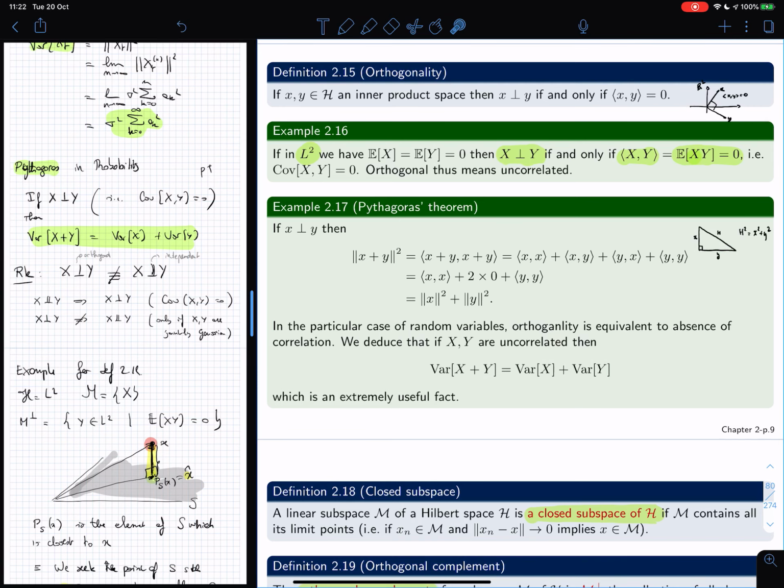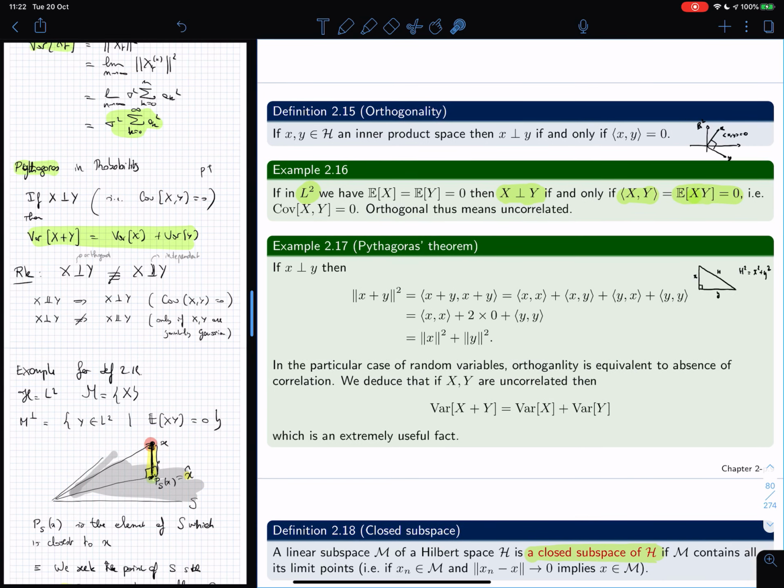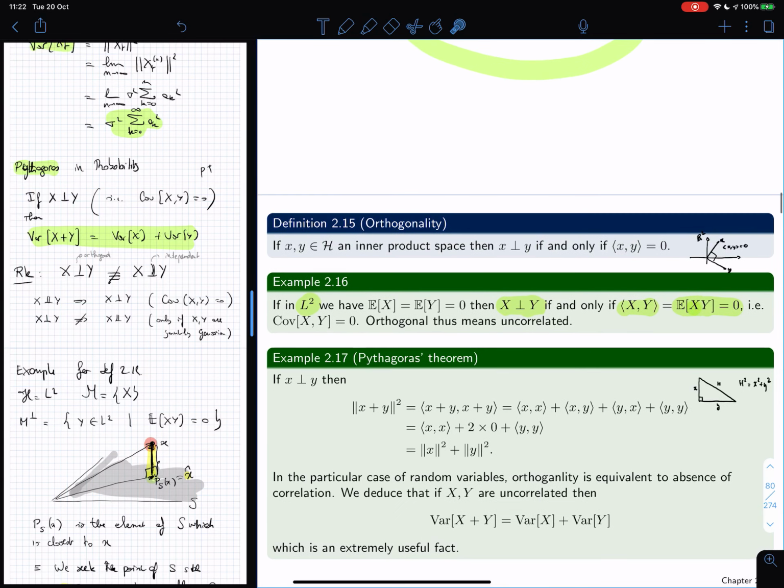In all generality, the Pythagoras theorem says that if you have x and y, which are two orthogonal vectors, then the norm of the sum squared is equal to the sum of the norms squared. Okay, but what does orthogonal mean? Well, in our general setting, orthogonal is what you expect it to be. X and y are orthogonal if their scalar product is 0. So in our L2 setting, orthogonal is equivalent to having a covariance which is 0.